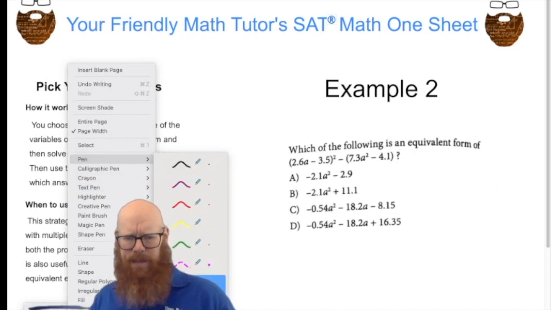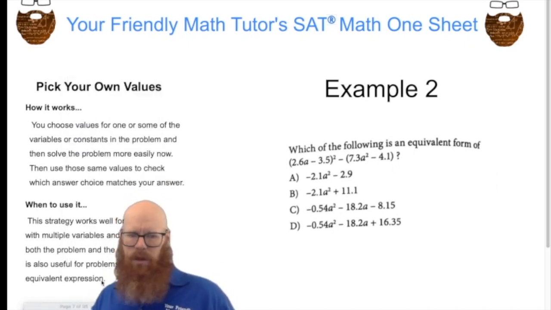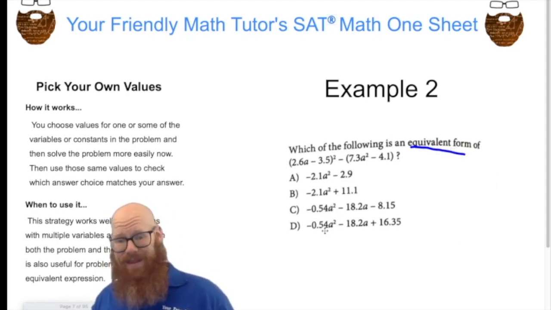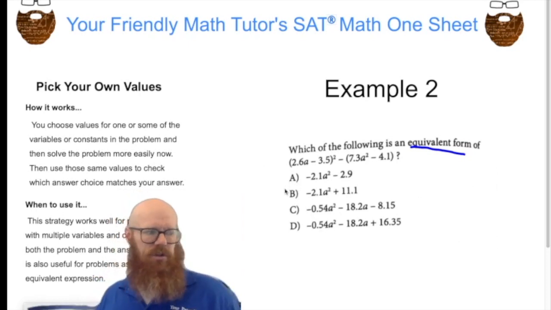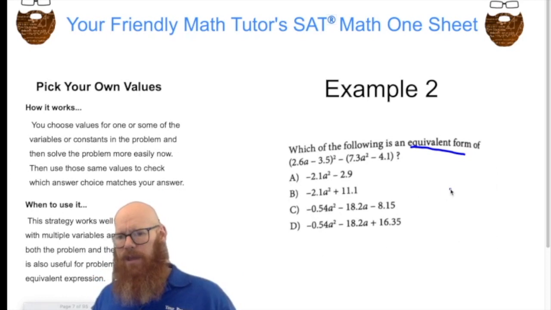So here in example 2 for picking your own values, I have an expression. Here's a good one. Equivalent expression or equivalent form is a time where it would work, and in this one, I think it can really save time. What happens with equivalent expressions is if you pick your own value for the variable, I'm going to choose 0 in this case, then the correct answer should give us the same value.